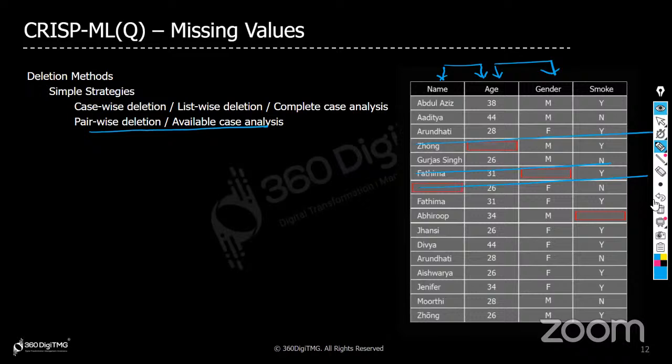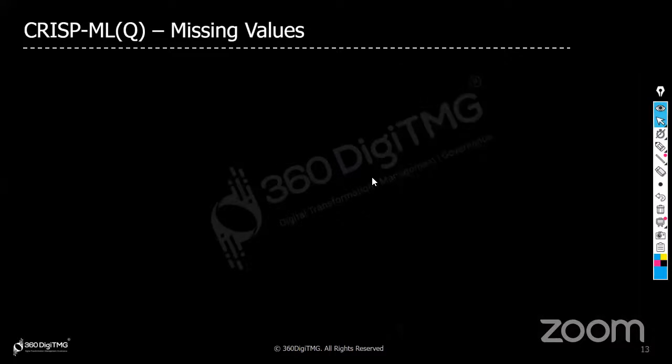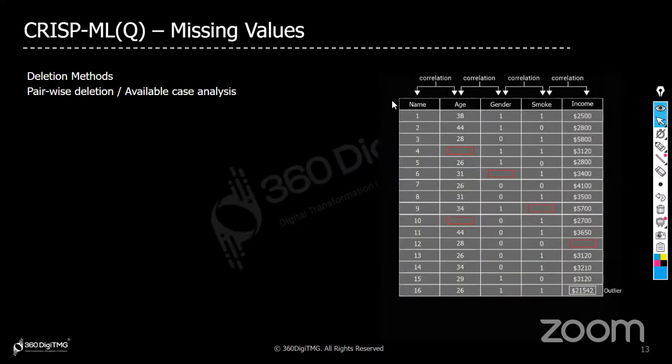So let me show you. I'll just clear these things. So case-wise deletion is you will delete the entire record. Pairwise deletion is we will go for correlation between the columns. So correlation, pairwise deletion, and then accordingly you will delete the record.